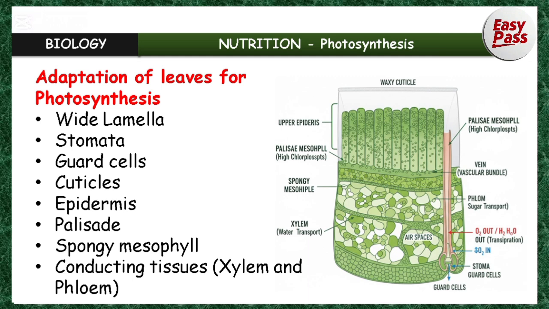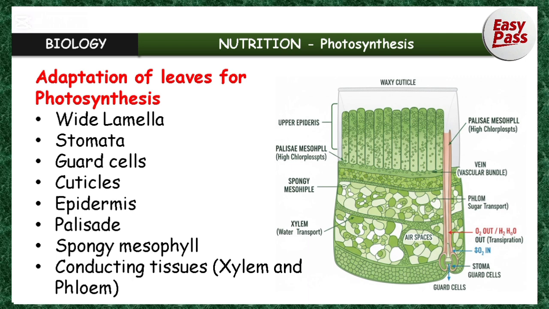Number two, the leaf also has what we call stomata. For singular we have stoma, for plural we have stomata. The stoma is an opening between two guard cells that enables gas to flow in and out of the leaf. So it enables gases, oxygen and carbon dioxide, to flow in and out of the leaf.